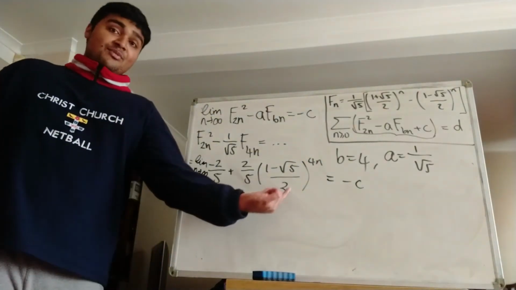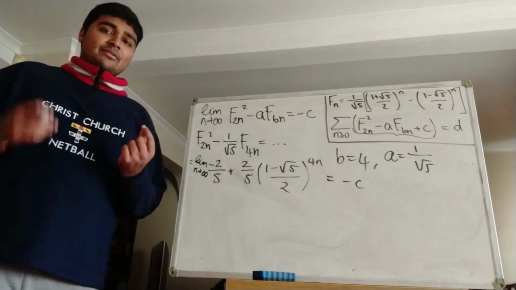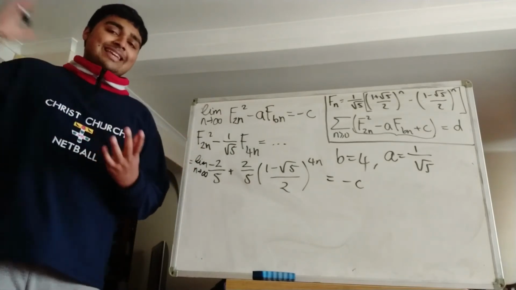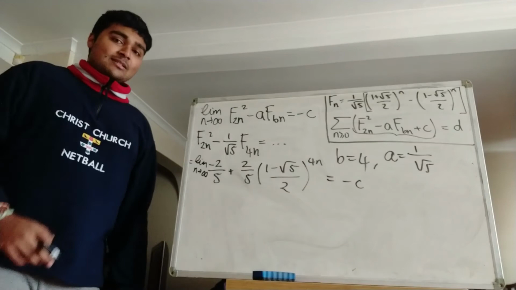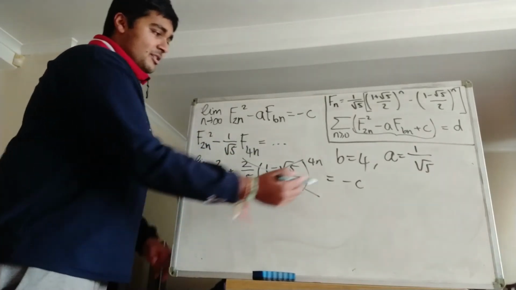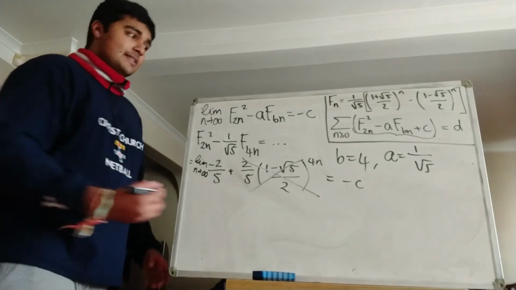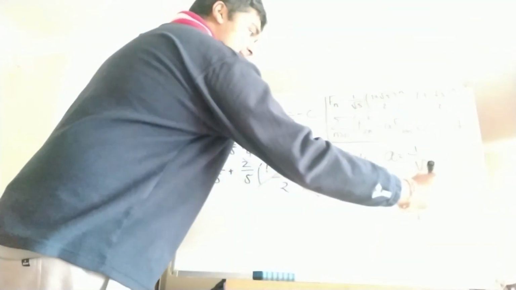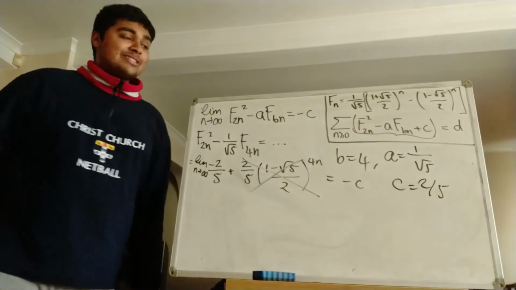But remember, 1 minus root 5 over 2 is some real number between minus 1 and 0. So as you raise it to the n and take n to infinity, you're going to get 0. So this thing here is going to vanish as we take the limit. So we simply get that minus c is minus 2 fifths. So of course that tells us that c is just 2 fifths. And now we have what c is as well.